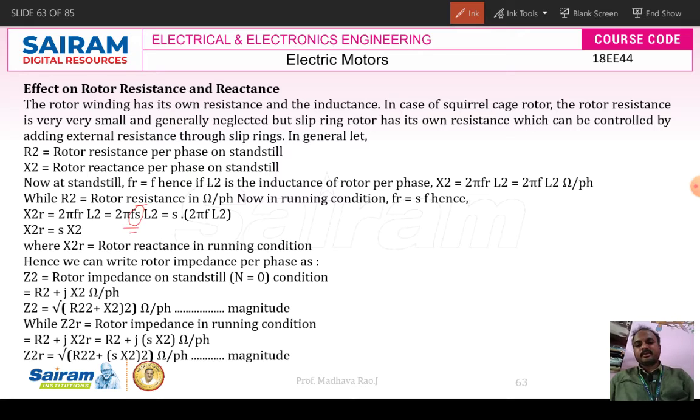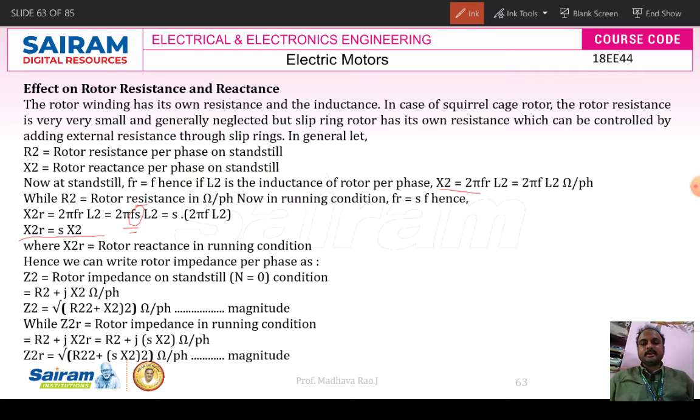S into F here we have to substitute. So that is equal to S into 2πF L2. So 2πF L2 is what we can write as the reactance of the rotor. So X2R is equal to S into X2. Similar to E2R being equal to S into E2, which we got in the previous case, here X2R is equal to S into X2.